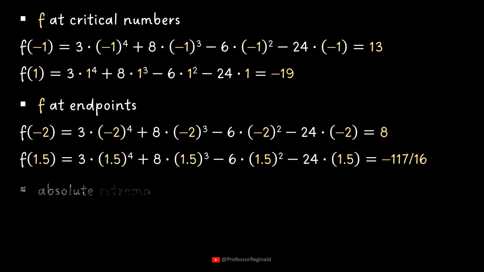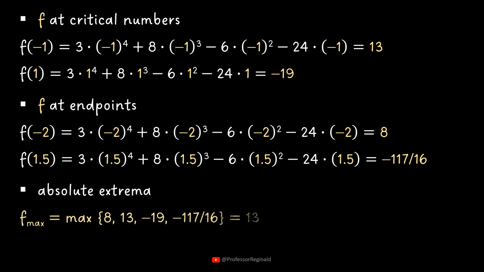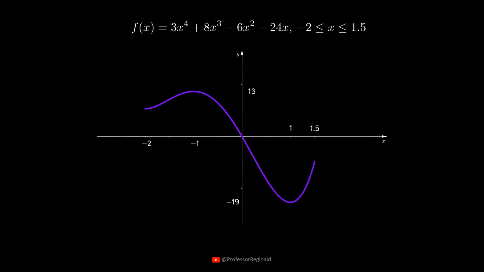Finally, determine the absolute extrema. The absolute maximum is the highest value, while the absolute minimum is the lowest value. The following figure shows the graph of the given function on the given closed interval. The absolute maximum is attained at the highest point on the curve, while the absolute minimum is achieved at the lowest point on the curve.